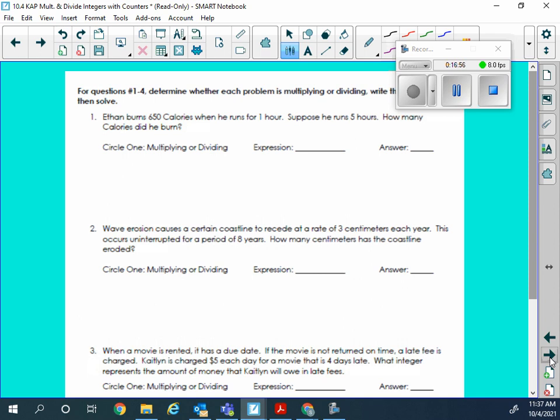So first of all, he burns calories. What's happening? Positive or negative? Negative, because burning means they're going away. So that would be negative 650 calories in an hour. They want to know how many in 5 hours. Multiplication or division? Multiplication. That's your first thing. Let's write our expression. So that would be negative 650 times 5. Okay?